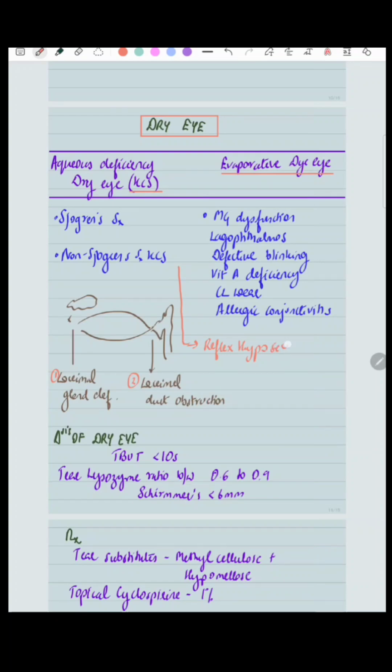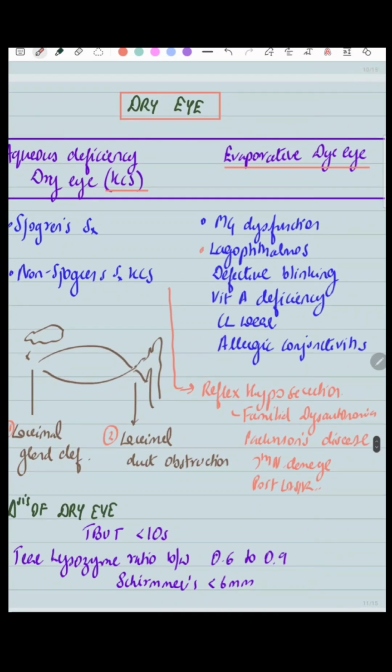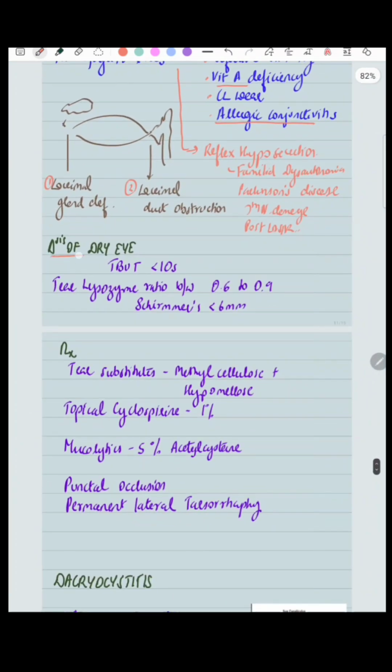Now, reflex hyposecretion, that is familial dysautonomia, Parkinson's disease, seventh nerve damage, or post LASIK. That is aqueous deficient dry eye. Now coming next is evaporative dry eye. It can be due to meibomian gland dysfunction, lagophthalmos, defective blinking, vitamin A deficiency, contact lens wearer, or allergic conjunctivitis.